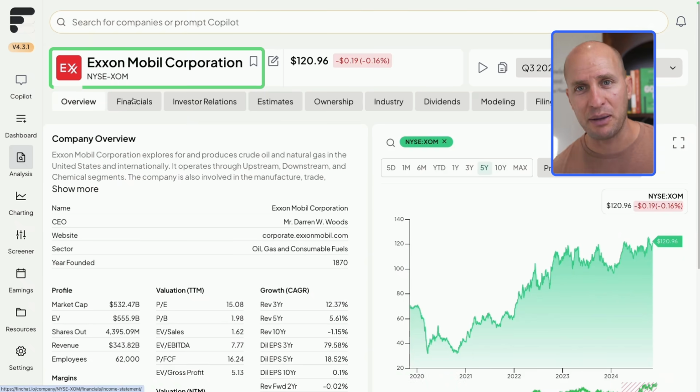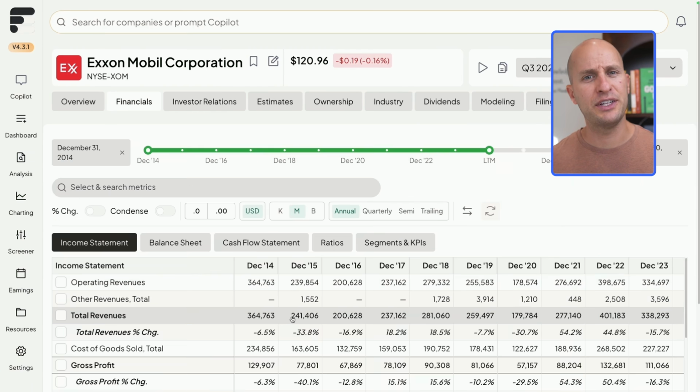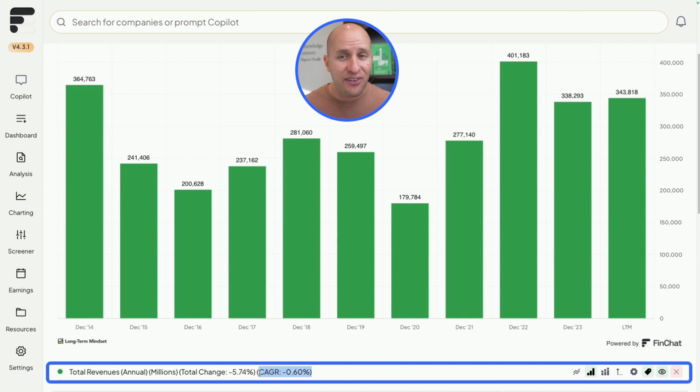Now that we know how to quickly analyze an income statement, let's take a look at ExxonMobil's income statement to see what we can learn. First, we're going to click on Financials, and then we're going to pull up the company's total revenue. Take a look at ExxonMobil's total revenue over the last 10 years. Notice that this figure goes up and down, which is most likely directly linked to the price of oil. In fact, over the last 10 years, ExxonMobil's total revenue has actually declined slightly.